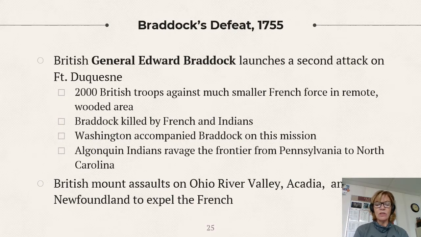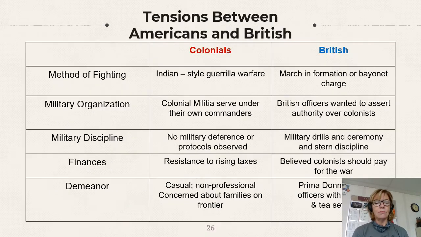And the Algonquins, they go up and down the whole Appalachian Mountains, just attacking settlements all along the way. So log cabins, families, women, children, everybody, they're attacking, very brutally as they do this. The British then mount an assault on the Ohio River Valley, Acadia, and Newfoundland to try to expel the French. It's not going well. Right.